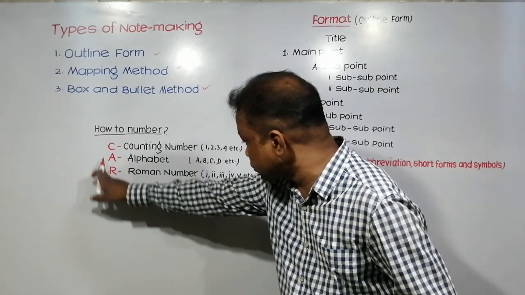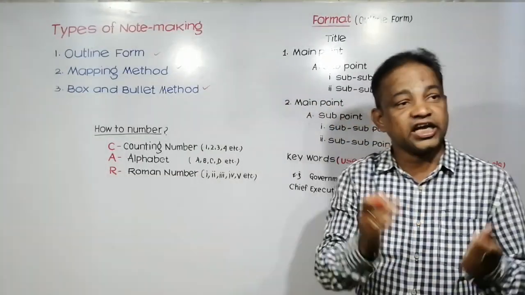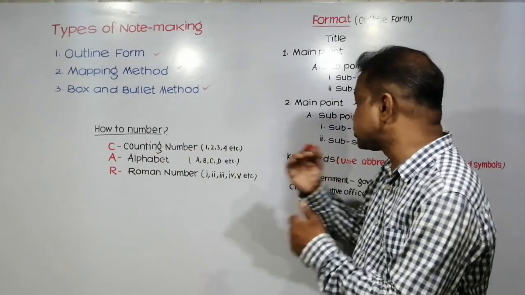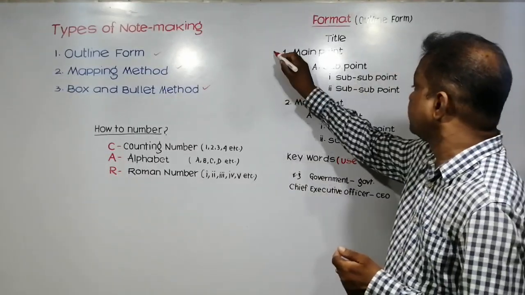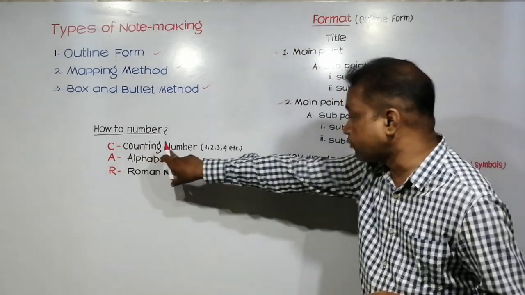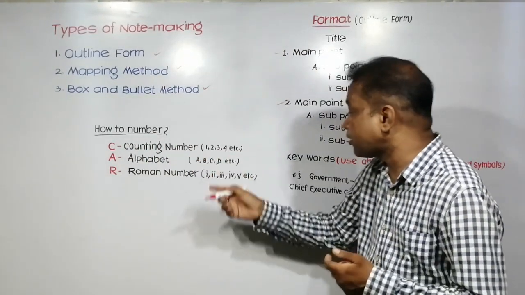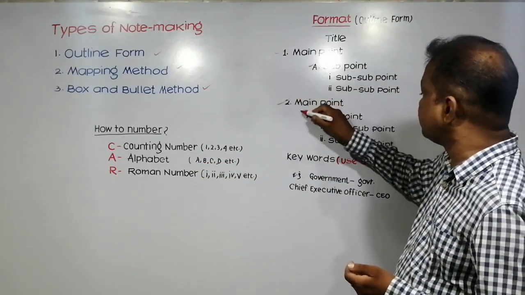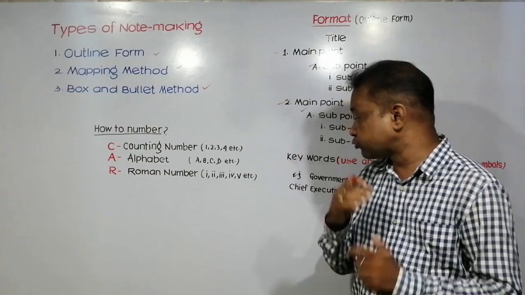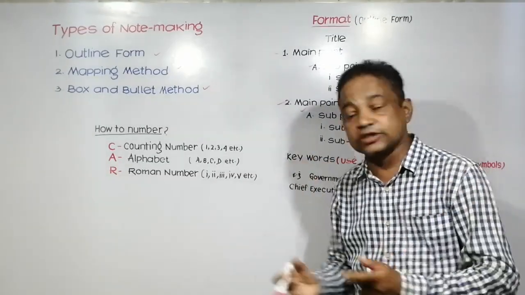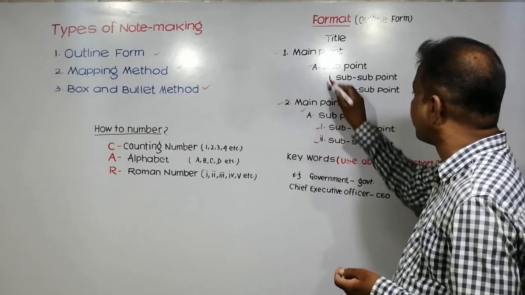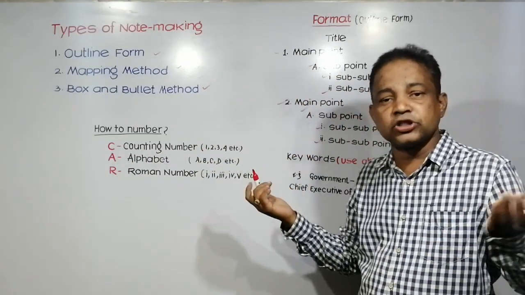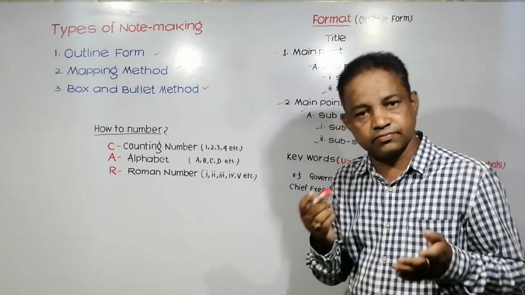Okay, but I am going to teach you one technique for how to number your points. I have used the CAR technique. CAR. What is C? C stands for counting number. You can use 1, 2, 3, 4 for main points. Mark here, 1, 2. Next one, A for alphabet. Then you use A, B, C, D for your sub-points. Then Roman numbers, i, ii, iii, iv, v, etc., I have used for sub-sub-points. You have to use this numbering technique when you are giving numbers to your points or sub-points.